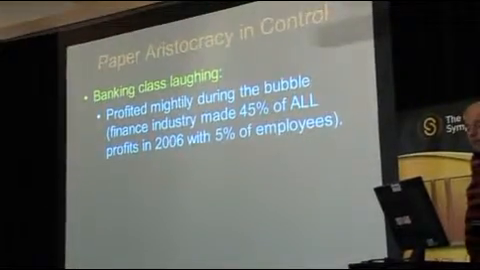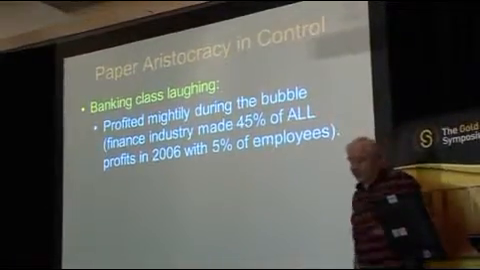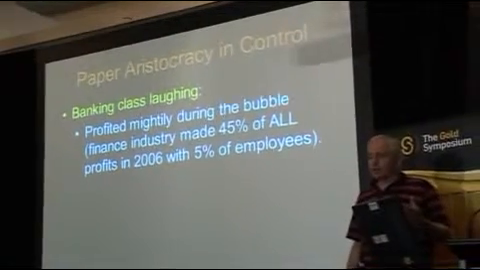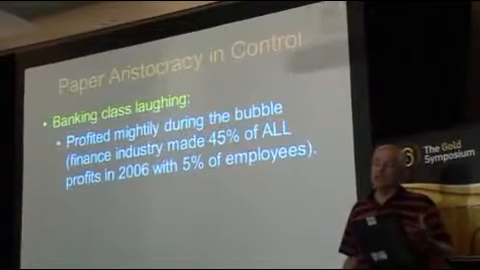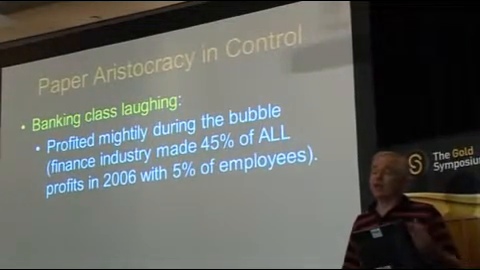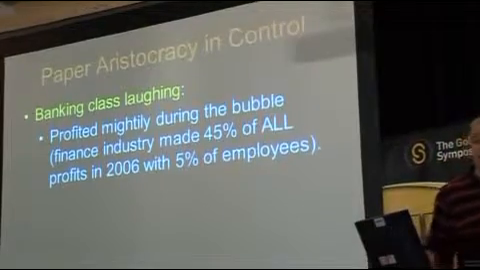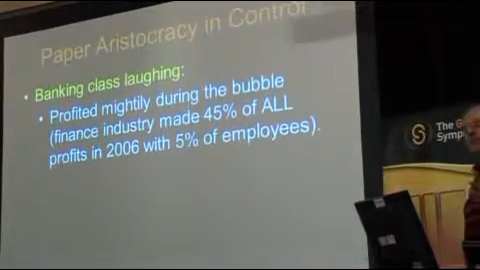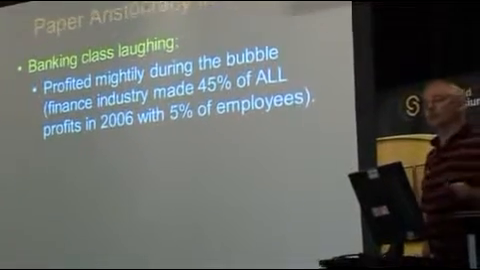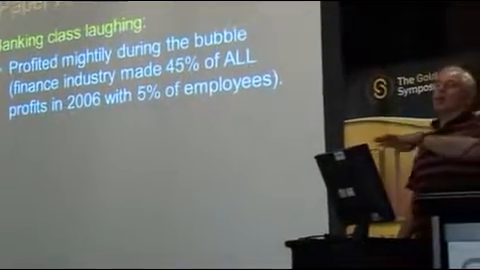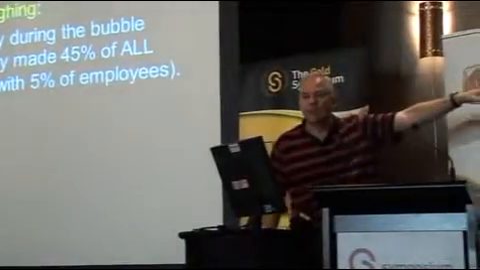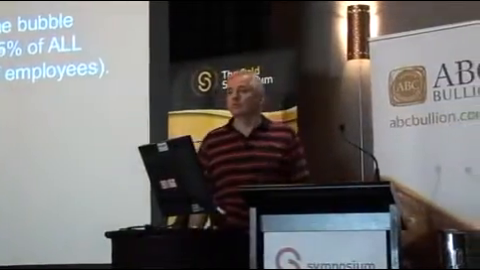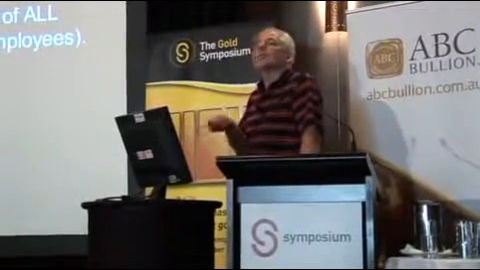The banking class, meanwhile, are having a good old time. They profited mightily during the bubble. Give you an example, one telling statistic. Before the bubble started, the finance industry had about 5% of the nation's, or most Western nations' employees, and about 5% of their total profits. By 2006, the financial industry still had around about 5% of total employees, but it was earning 45% of all profits. All those people who were going to be engineers became financial engineers instead, and that's where the action was. They quite correctly got in on the action. But it's not real action, because the finance industry doesn't create goods and services that people ultimately want. It's just a medium of exchange.